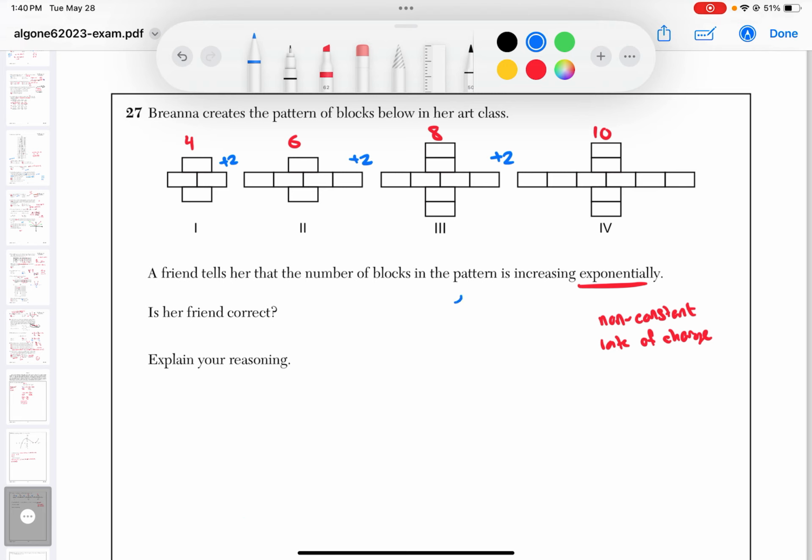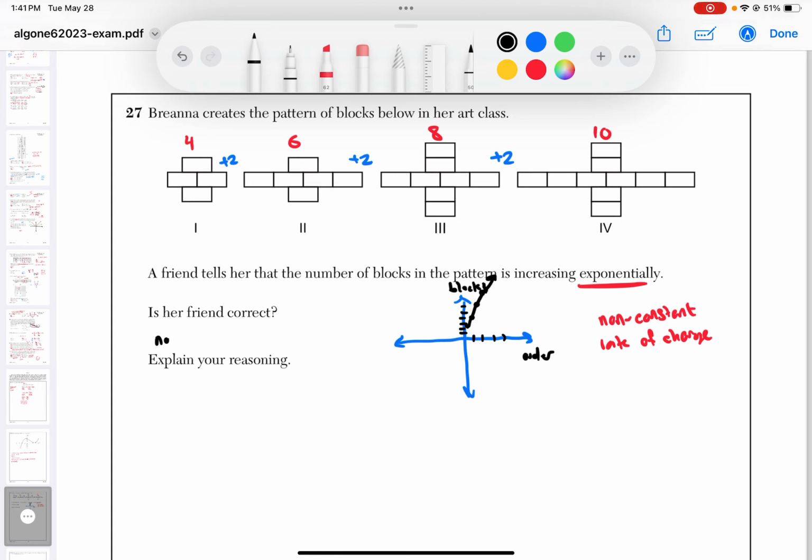So if I were to graph this, right, where the x-axis is the order of drawings, and the y-axis is the number of blocks, I'm gonna get something like this, where the first drawing has 4 blocks, the second drawing has 6 blocks, the third drawing has 8 blocks, and we're gonna get linear growth here because it's a consistent slope. 2 blocks increase per drawing.